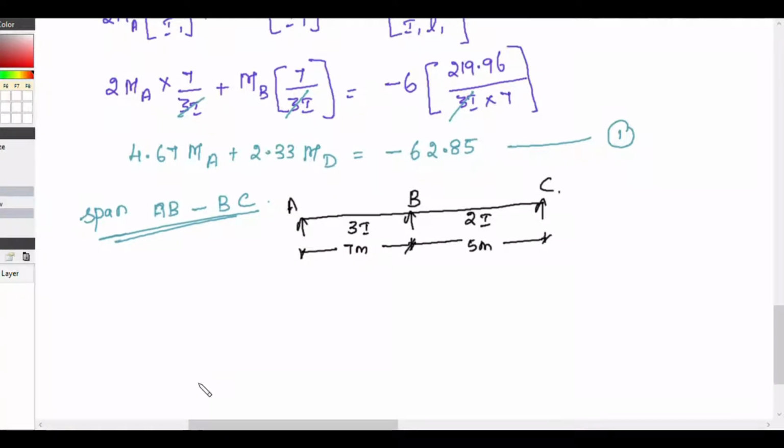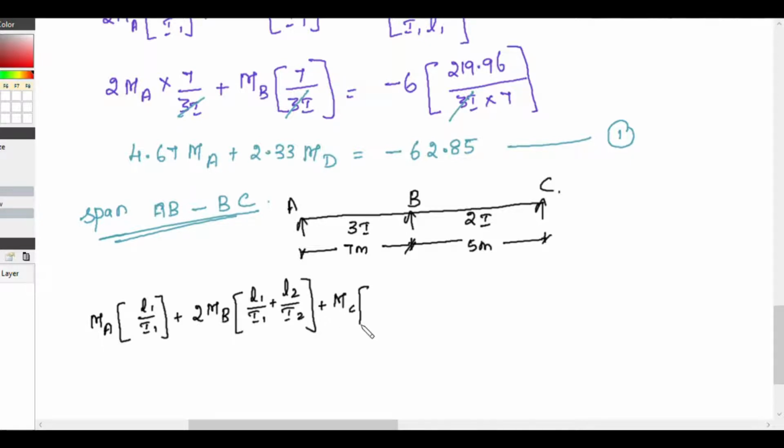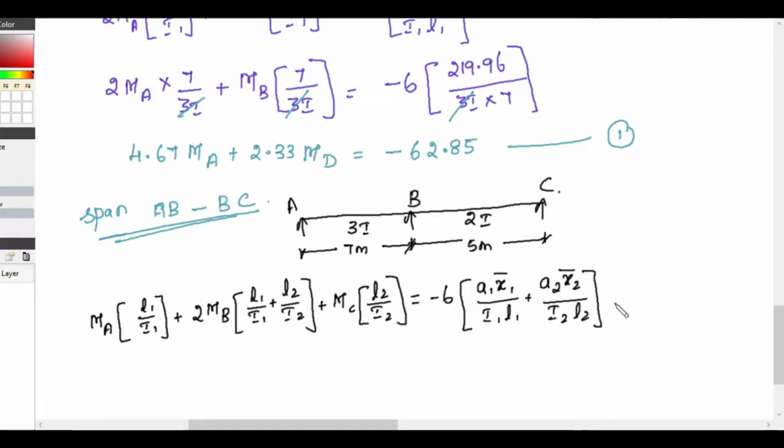So the 3 moment equation here is the first support, that is MA into L1 by I1, plus the intermediate support, 2 times MB into L1 by I1 plus L2 by I2, plus the third support moment at C into L2 by I2, is equal to minus 6 into A1 x1 bar by I1 L1 plus A2 x2 bar by I2 L2, plus 6 into E delta A by L1 plus E delta C by L2.